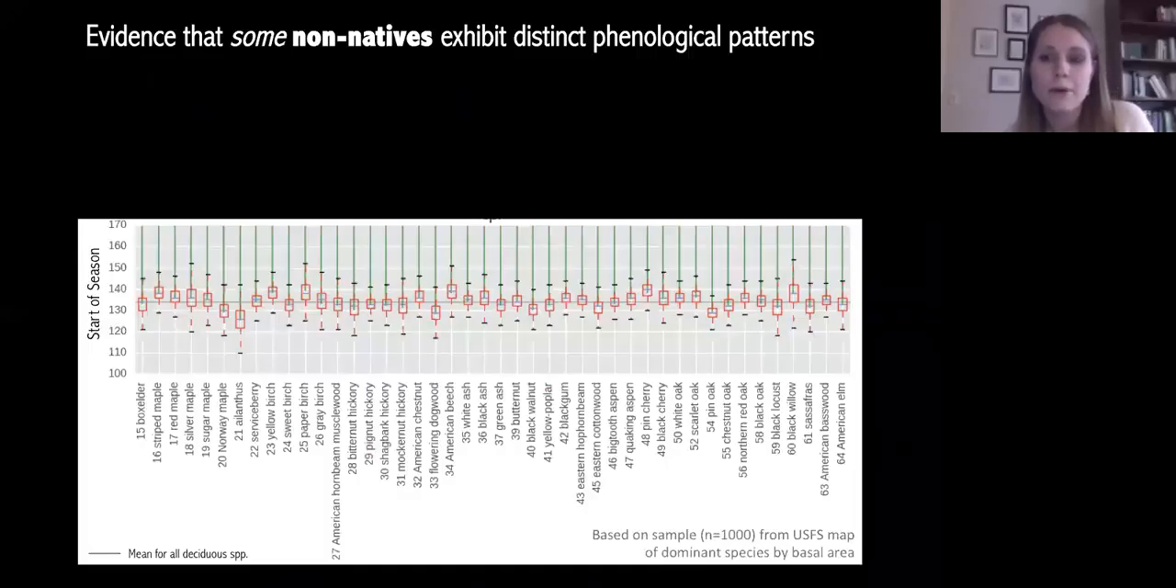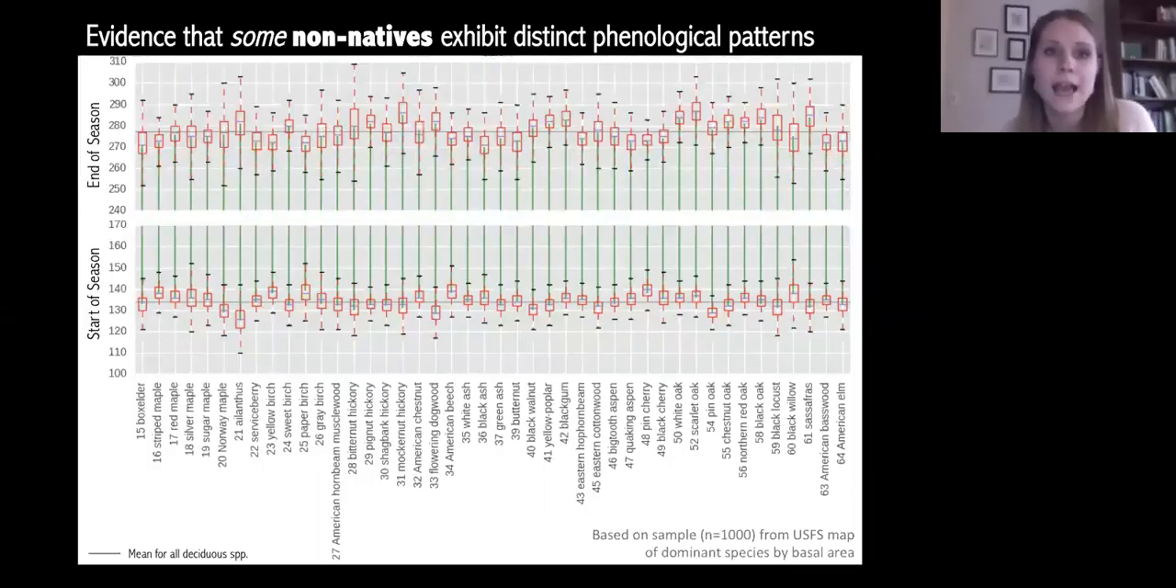So using a map produced by the Forest Service that shows dominant species by basal area, we were able to pull together this plot, which shows the start of season for a variety of different deciduous species. That line horizontally across the plot is giving you the mean for all of the species. And each box is showing the average over 1,000 samples of that species. And we can do this for both start of season and end of season to give us a sense of both when species are greening up, the length of the growing season, and then the timing of their senescence.